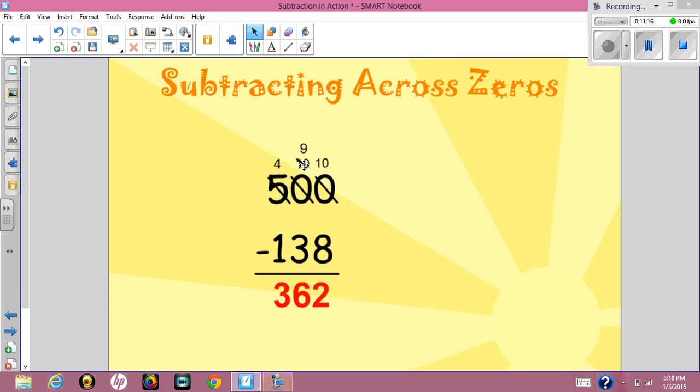We have taken 100 from, or 10 sticks from our 100, made this into a 4, changed this to 10, because now we have 10 there. But we have not got enough ones, so we are going to again regroup or ungroup, and we're going to take 1 10 stick and create 10 ones. So now we have 10 subtract 8 is 2, 9 subtract 3 is 6, and 4 subtract 1 is 3.